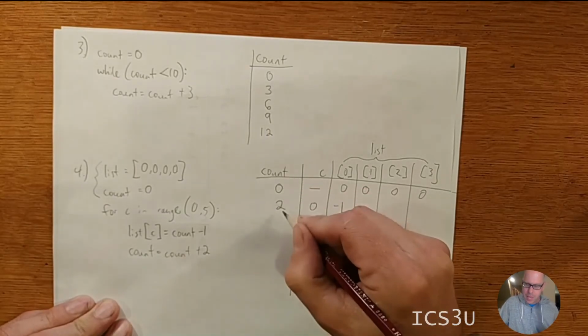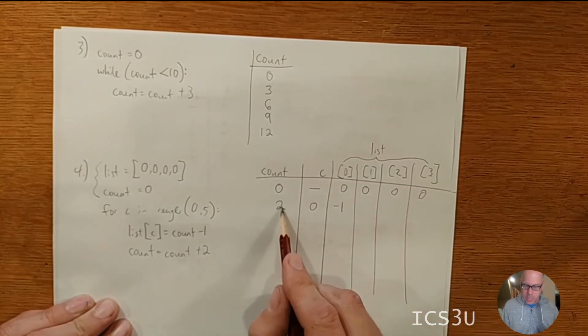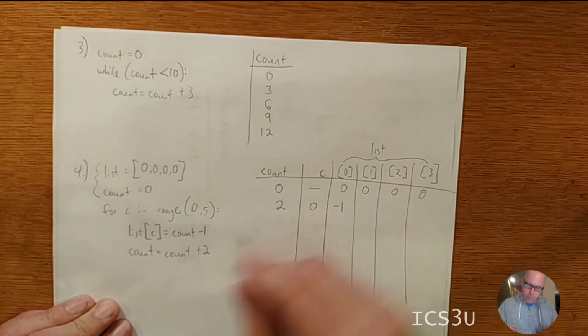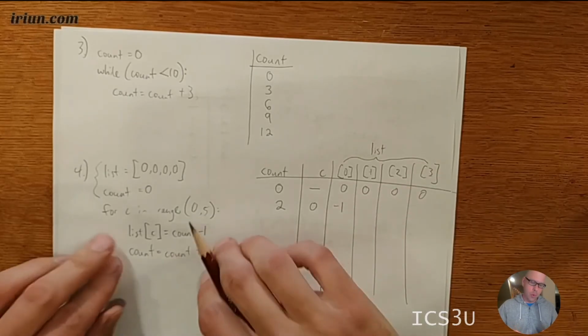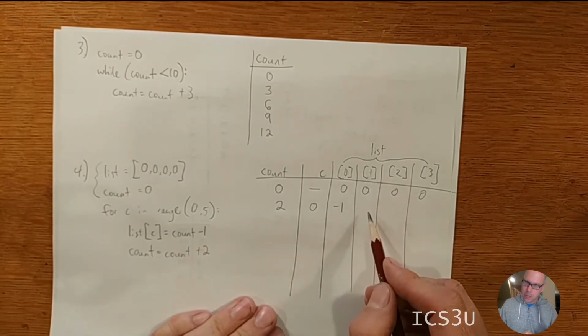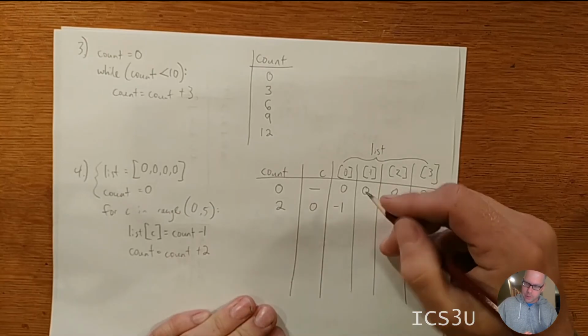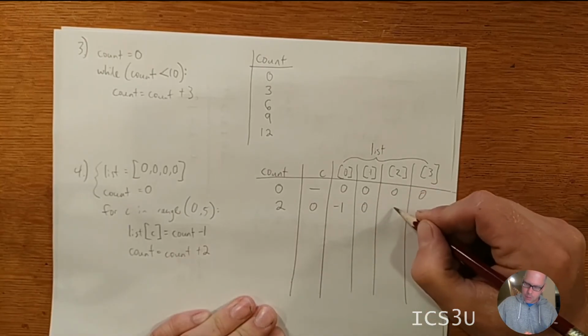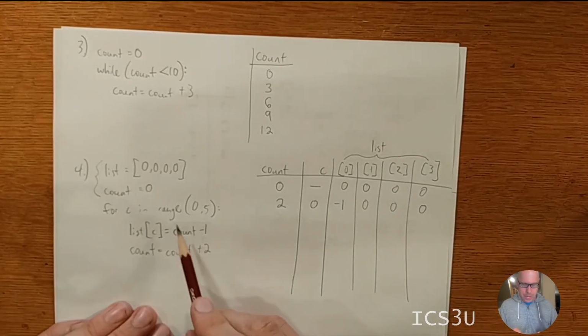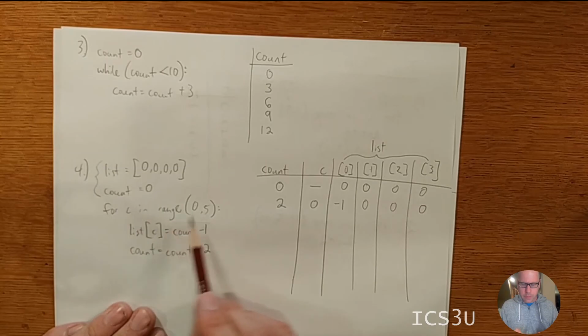So the value of count actually gets changed after the value in the list gets changed, because of the order of these lines. Very important: if the order of the lines were reversed, that would change things drastically. None of the other values in the list get changed here, so I'm just going to carry through what they are. Okay, so now we loop back around. The value of C is now going to be 1.